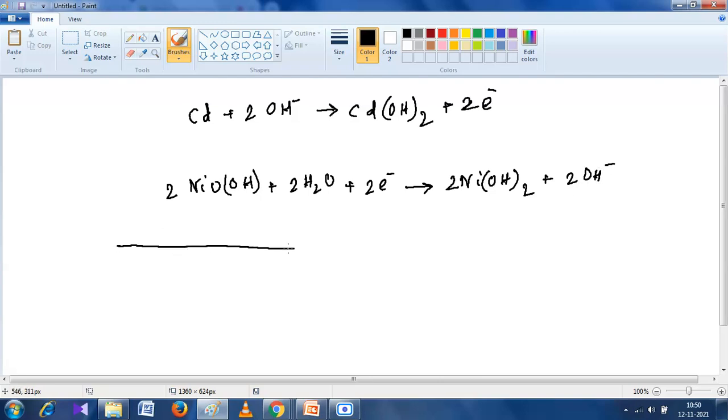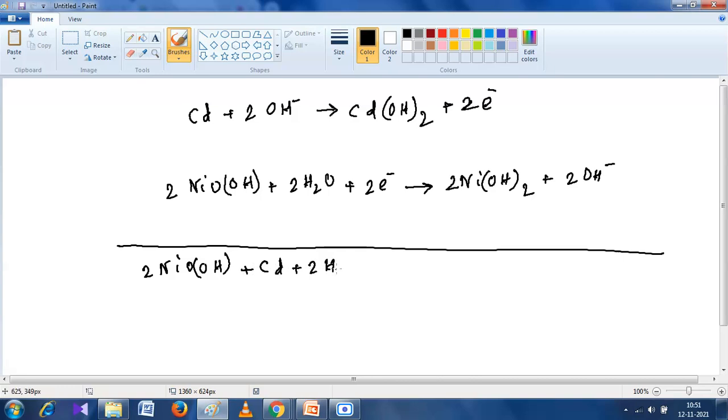If we write down the overall reaction, then we can see 2 nickel oxide hydroxide plus cadmium plus 2H2O gives 2 nickel hydroxide plus cadmium hydroxide. This is during the discharging. At the time of discharging, this reaction happens.